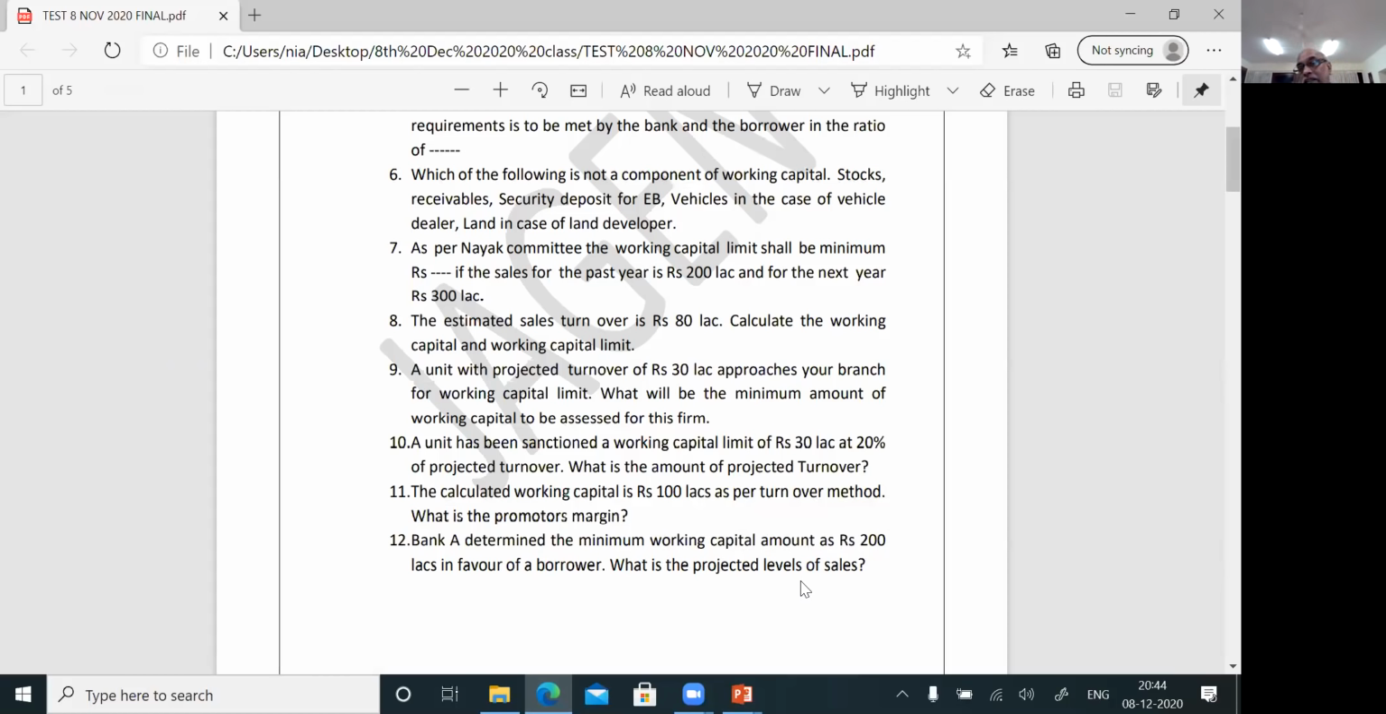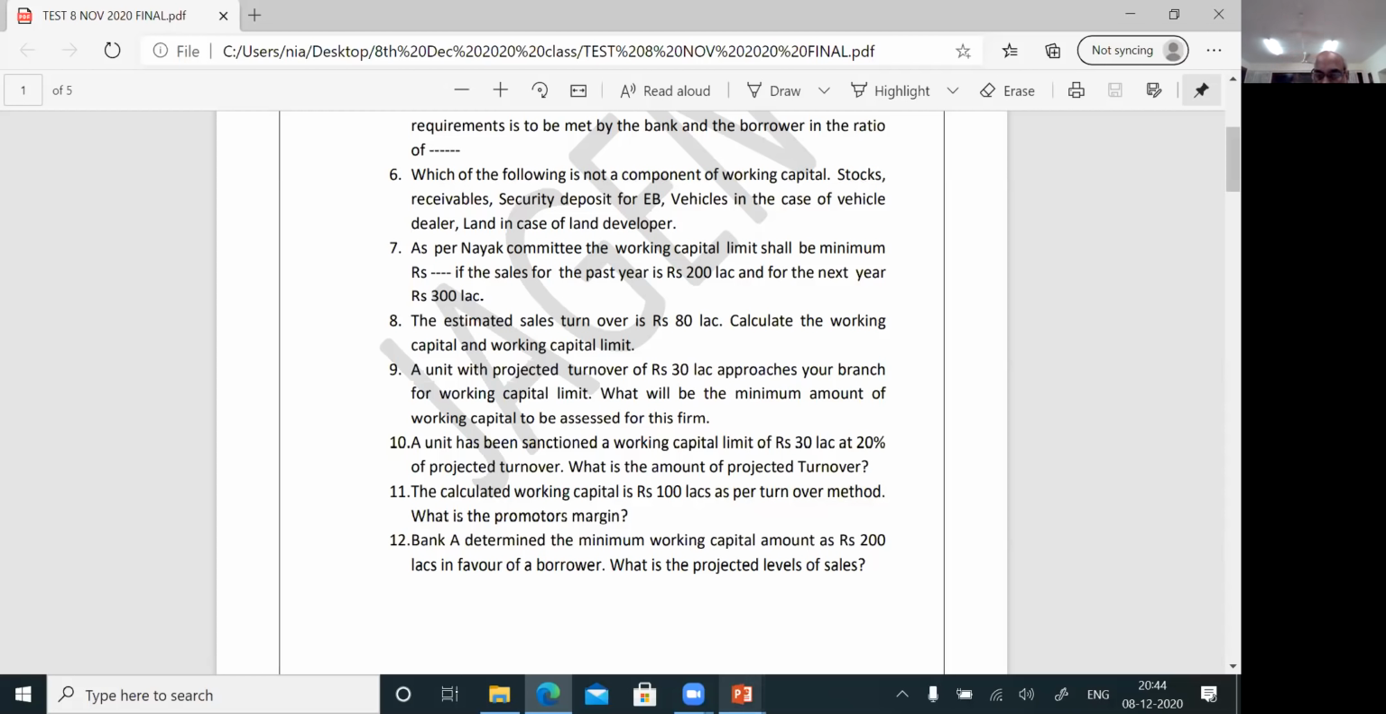What is the projected level of sales? See, the working capital is 200 lakhs. Very simple, no? 25% of the projected sales is the working capital. We already know, so what is X? That's all. Very simple. So question number 12.